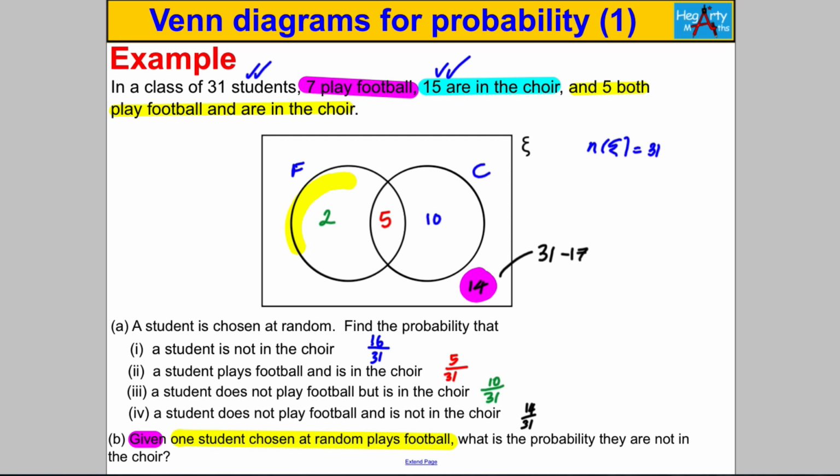So what we do in this case is we think of all we're interested in is these 7 students here who play football. It says what is the probability they are not in the choir? So you're asked here, what is the probability out of those 7 students that they're not in the choir? Well, 5 of them are in the choir, these 5. 2 of them are not in the choir, these 2. So out of the 7 you're interested in, 2 of them are not in the choir, so the answer must be 2 out of 7. Okay?